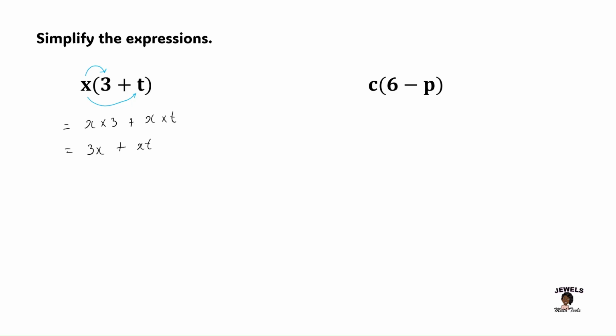Remember, they're unlike terms, so we simply combine those terms together. And because our 3x is different from our xt, this expression can't be simplified any further. So 3x plus xt will be our expression in its simplest form.